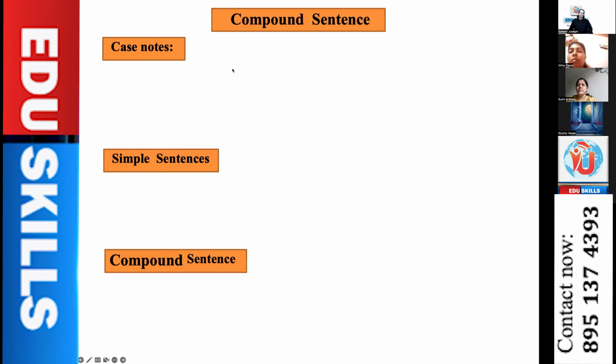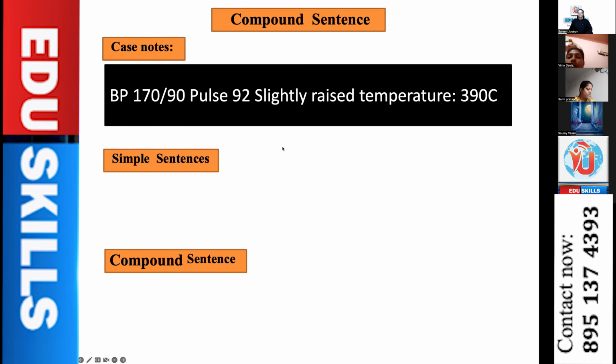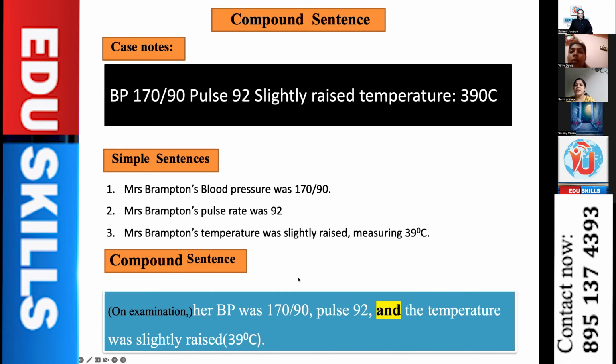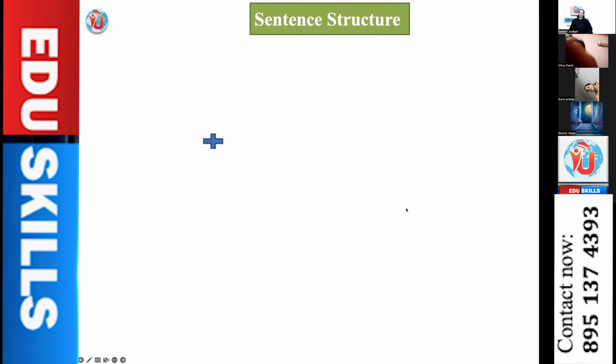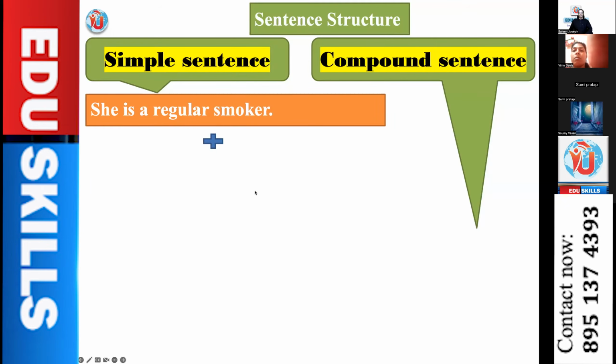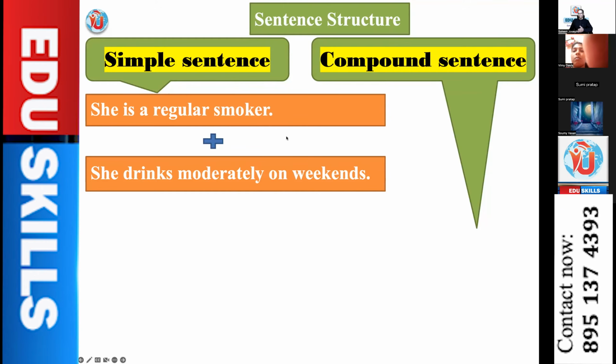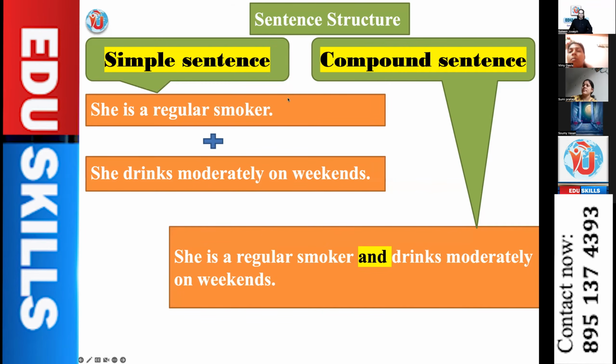Now you see compound sentences. We are going through three stages. Okay, case notes, then simple sentences, then compound sentences. See, this is the case note. So these were the sentences. Then we had this one sentence. Okay, now see, simple sentence: she is a regular smoker. Usually we don't say smoker, but I am just using it for teaching the structure of the sentence. You should not use the word smoker. Maybe you can use 'she smokes so many cigarettes per day' or something like that. She drinks moderately on weekends. These are two simple sentences. Now we are going to frame one compound sentence out of these two simple sentences. So, she is a regular smoker, first one, and the conjunction added, drinks moderately on weekends.